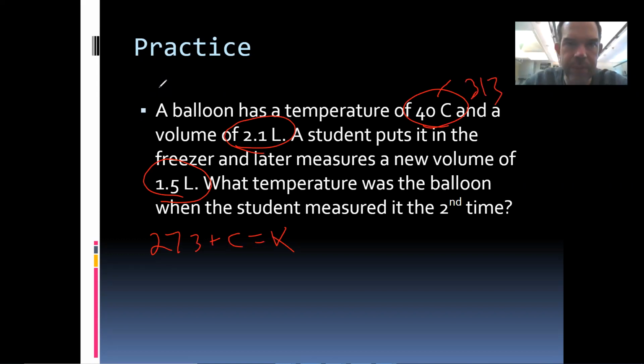And we're doing the equation V1 over T1 equals V2 over T2.